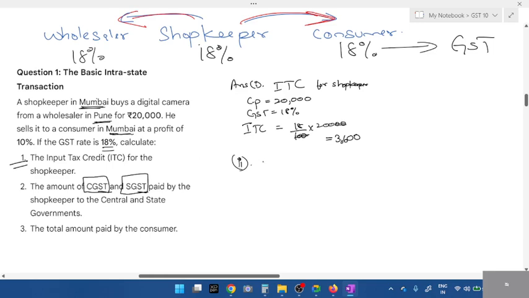Now, before that, he sells it to the consumer in Mumbai. So, what is the cost price? The actual cost price of the product? What's the actual price? Not 23,000. Actual cost price is 20,000. Remember, this tax we don't add. Yesterday, that was a mistake in what I taught. Don't add this 23,000. Just keep it as 20,000. Original cost price is 20,000. And what's the profit he keeps on top of this? Profit percent is 10 percent. So what will be the selling price for the consumer?